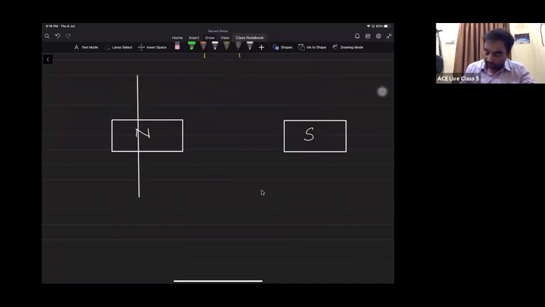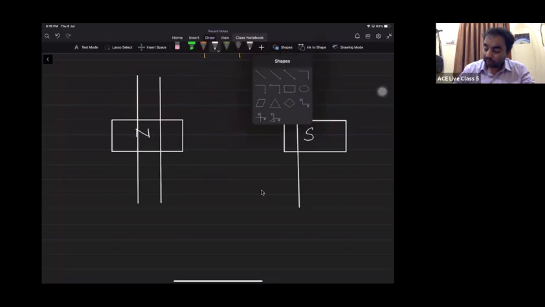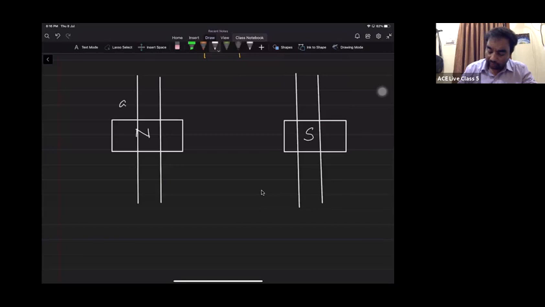This is one conductor A. This is one more conductor B. Similarly, I have one conductor C under south pole and one more conductor D, like this. A, B, C, D. So I'm drawing just for convenience purpose.